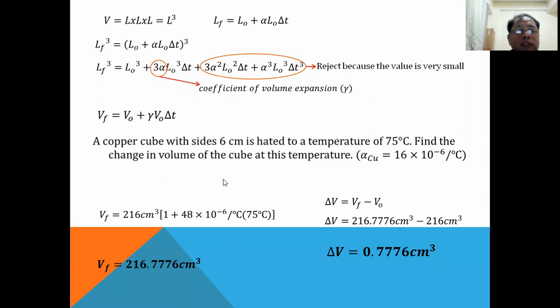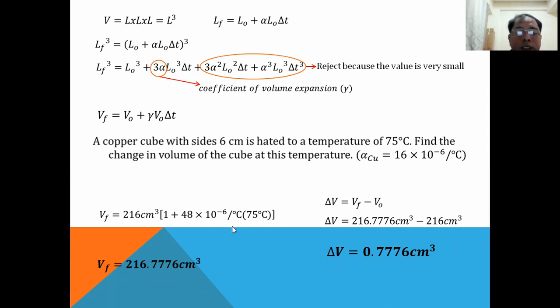Now, again, we consider here a copper cube. The sides of the cube are 6 centimeters, and it is heated to a temperature of 75 degrees Celsius, maybe from a certain initial value like 0. So there must be a reference value there. So maybe from 0 to 75, that's why its change in temperature is 75 degrees.